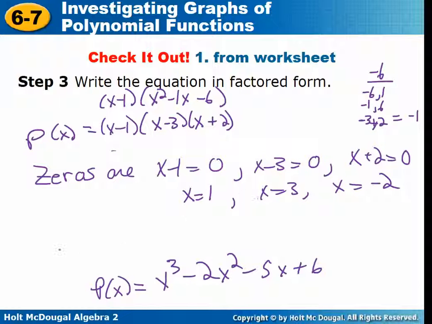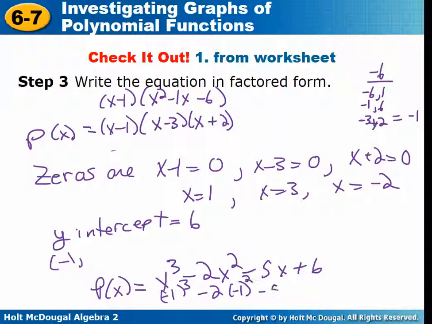So first of all, the y-intercept will be 6. That's when x is 0: 0, minus 0, minus 0, plus 6 is 6. And then to find some other points, you want to take points between the x values that you already know. So let's take one between -2 and 1. We already got 0, so let's do -1. When x is -1, you put in -1 to the third power, minus 2 times -1 to the second power, minus 5 times -1 plus 6. Let's solve this and see what we get.